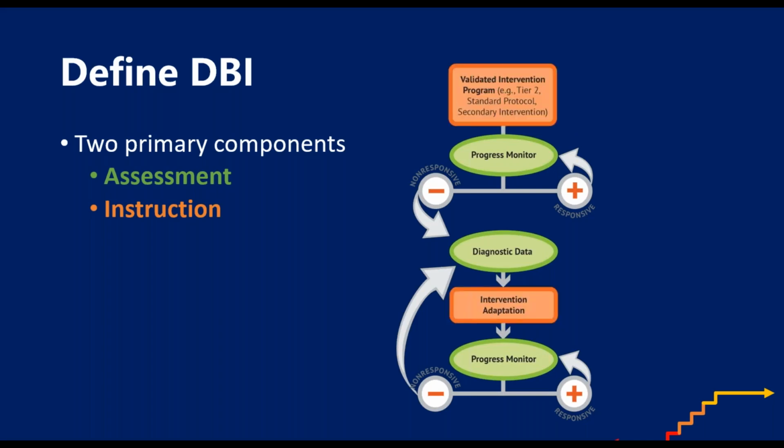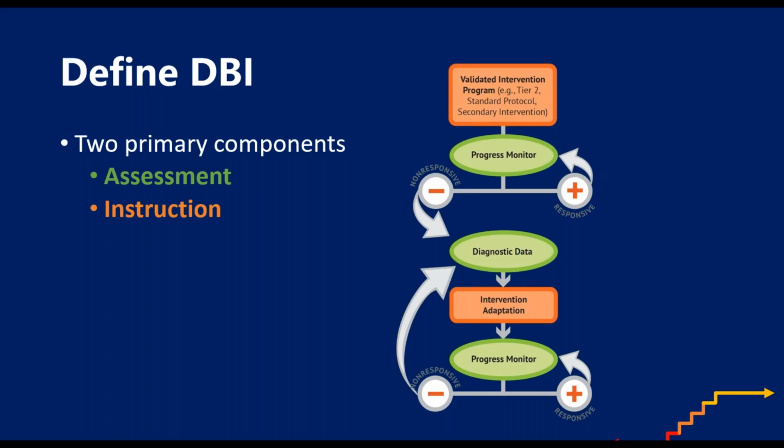So as students receive validated interventions, we monitor their progress to see how they are learning and if they're making progress towards their goals. And on the right-hand side, you can see a plus, and that's an arrow that circles back to monitoring progress. And what it says is responsive. So what this means is that the student is responsive to the instruction, to the intervention that they've received, and they are making the progress that we would anticipate. So it's circling back because this means that you should keep doing what you're doing because it's going well.